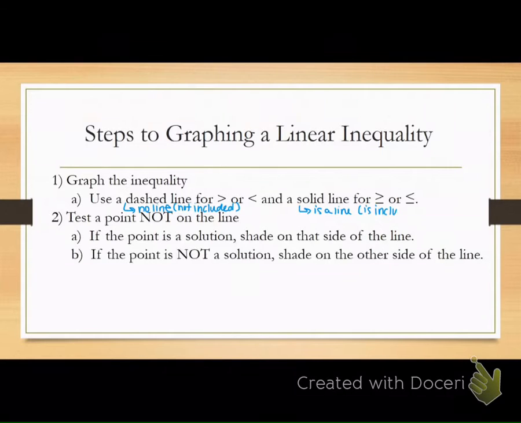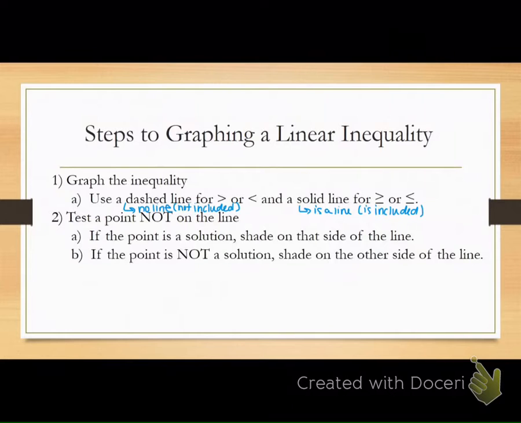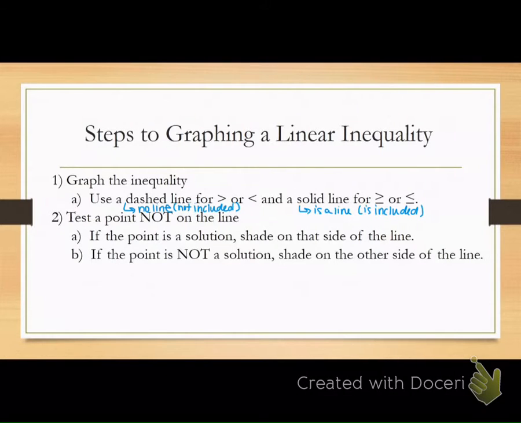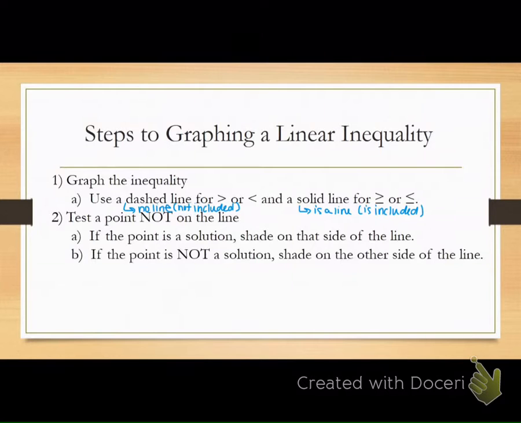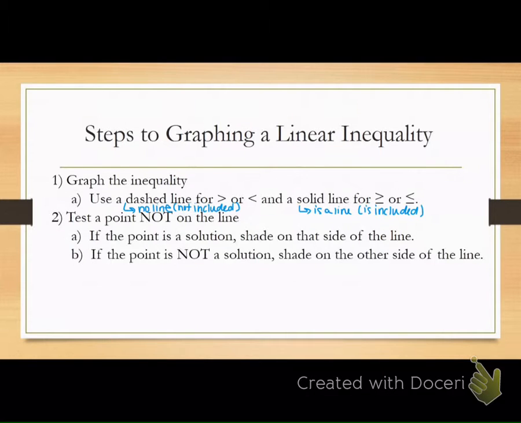You use a solid line to mean the line is a part of the solution. So a dashed line means any number along that line is not part of the solution set. A solid line means every point along that line is part of the solution set. So that's how we denote that in graphing on a coordinate plane versus on a number line.